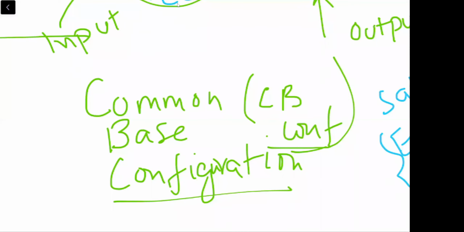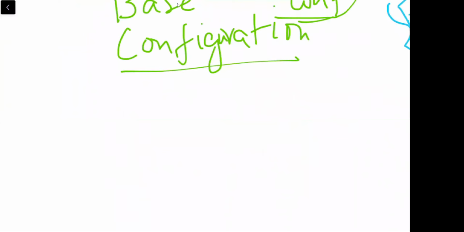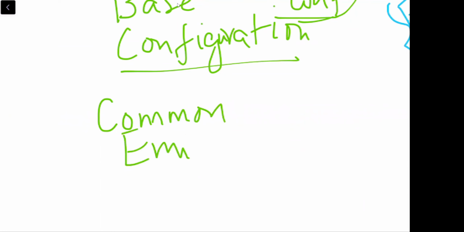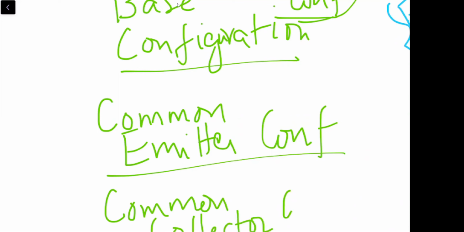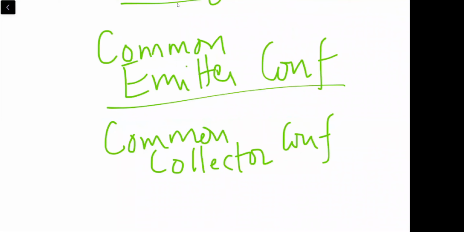Similarly, we have another configuration in which we have a circuit with common emitter configuration, right? So common emitter configuration means the emitter will be common in between the input side as well as the output side. And similarly, we have a third configuration that is called common collector configuration, right?